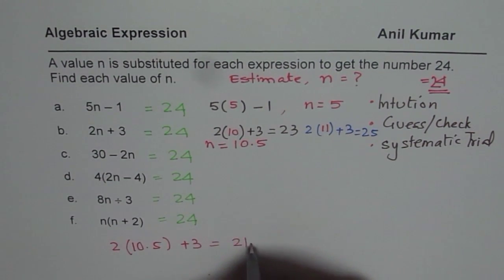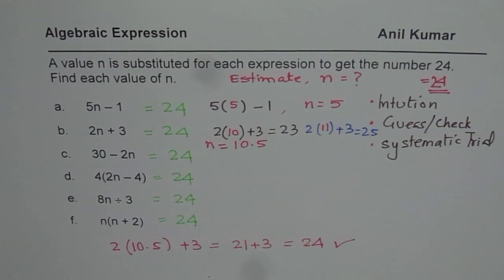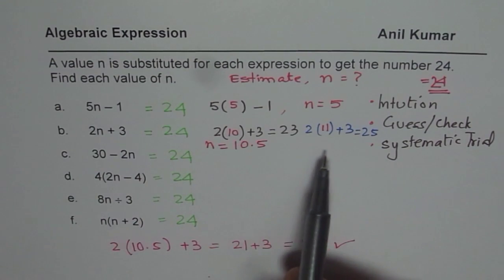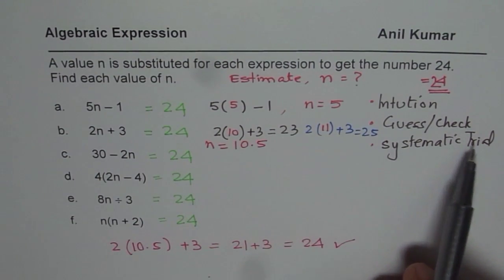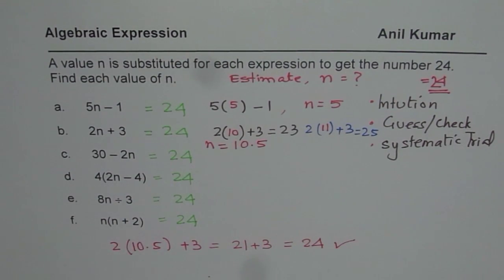So we have 21 plus 3, and that indeed is 24. So that works. So sometimes we have to do a systematic trial. So this is a case of systematic trial, right? It wasn't an easy thing to do, right?